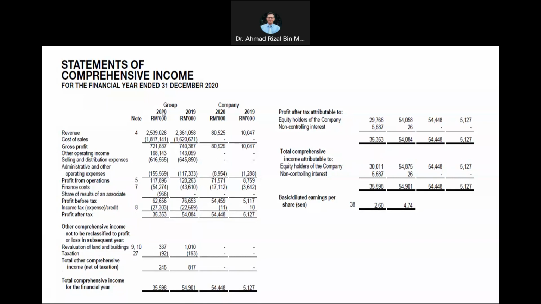Okay? So for 2020, for 7-Eleven, it is 35.59 million, a decline from 54.9 million in the previous year. Then the profit, you break it down into how much is attributable to the equity holders and how much to the non-controlling interest. This is the minority interest in the subsidiaries of 7-Eleven, right?